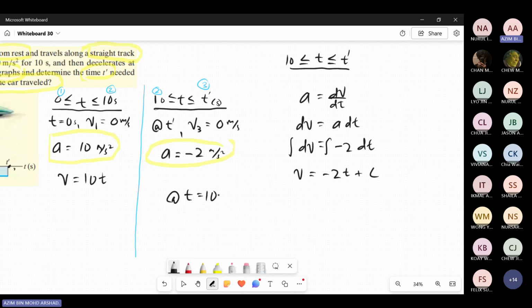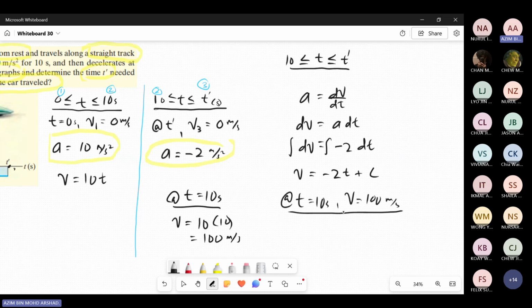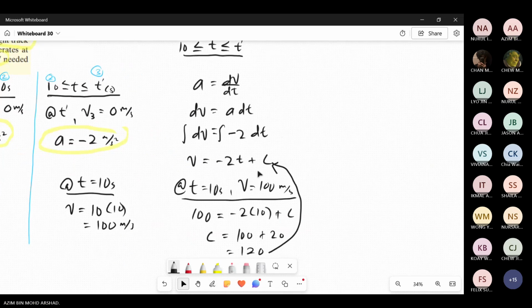So at t equals 10 seconds, velocity equals 10 times 10, so we get 100 meters per second. This is the value that we use here. At t equals 10 seconds, v equals 100 meters per second. So from this value, 100 equals negative 2 times 10 plus c. So c equals 100 plus 20, you get 120. And you substitute this value back into this equation, you will get v equals negative 2t plus 120.